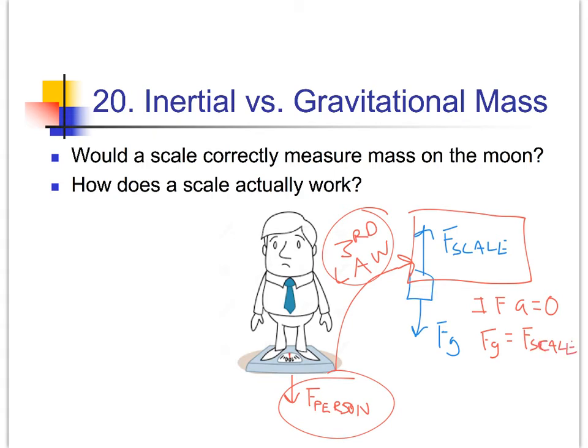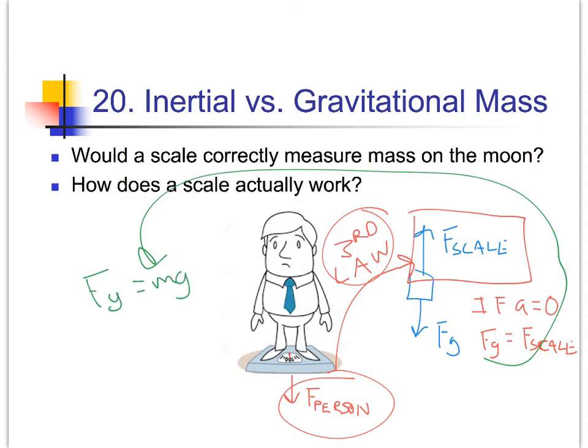Now, if the scale is measuring force, what we do is we take that force of gravity and we use it to find the mass. We know that Fg equals mg, okay? And we can actually calculate the mass. So just to recap real quick, because this was a little bit confusing here.